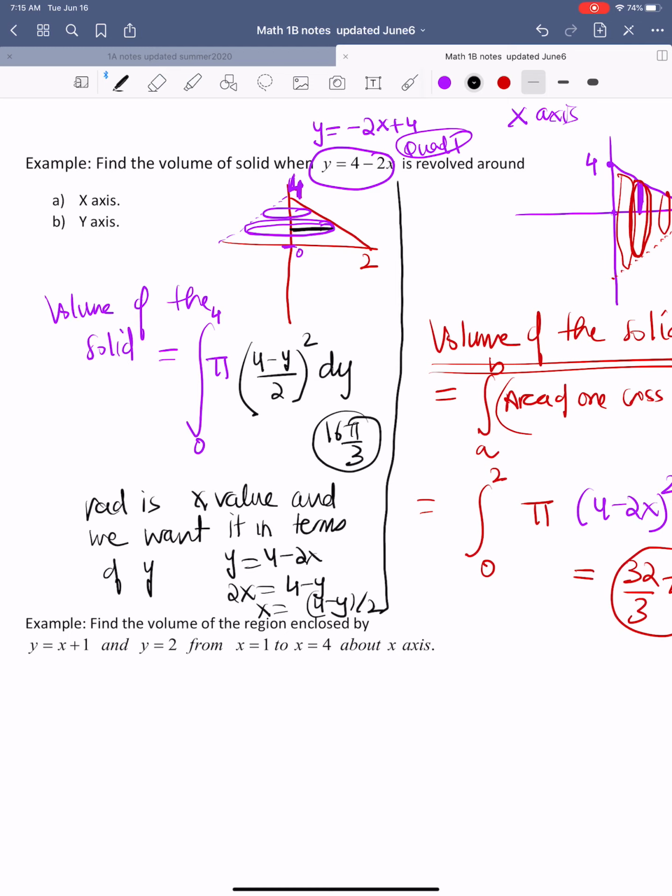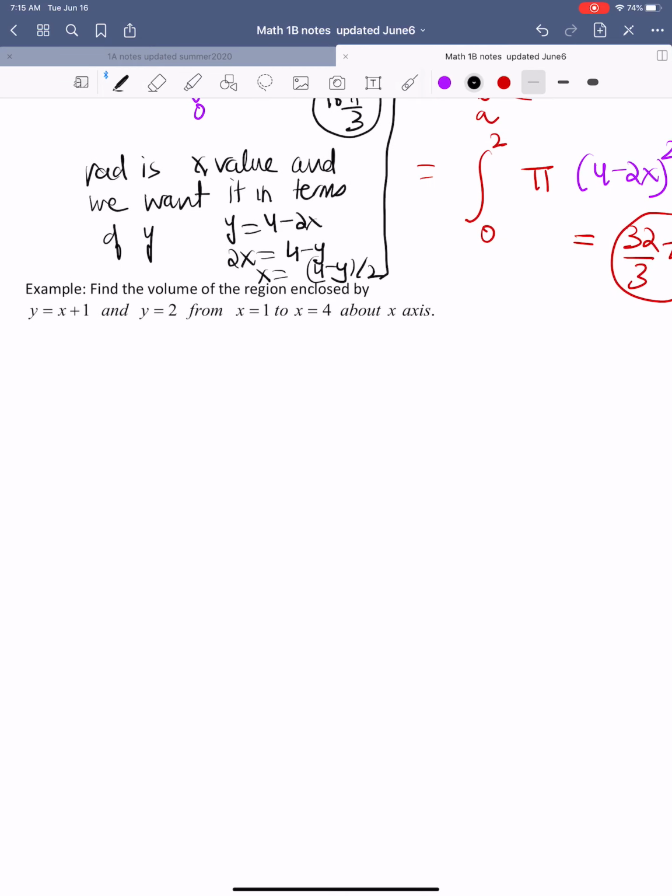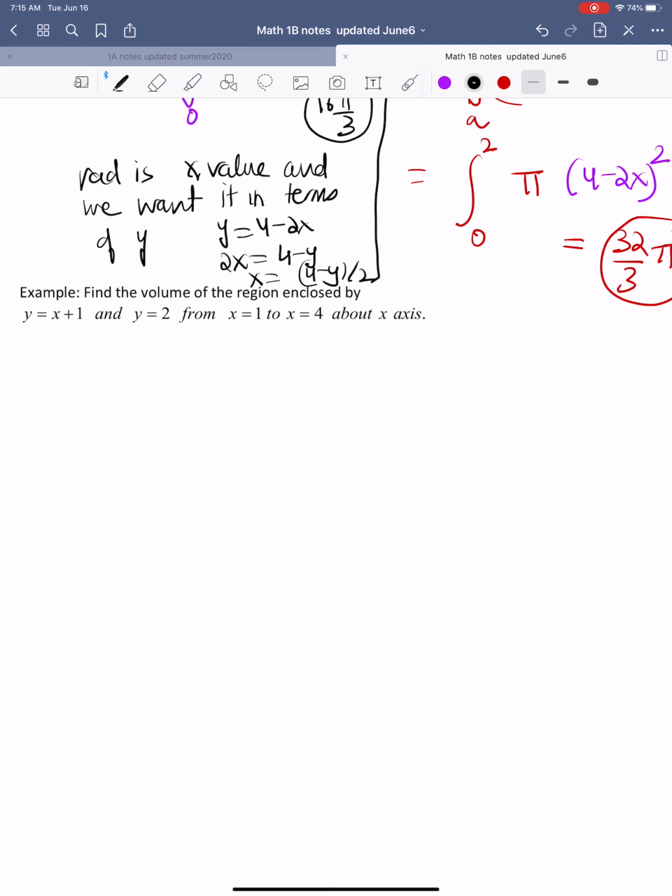Okay. So the next example, we are going to find the volume of the region enclosed by y equals x plus 1 and y equals 2 from x equals 1 to x equals 4 about the x-axis. Okay, a lot going on in this problem. So let me go ahead and draw the shape first.